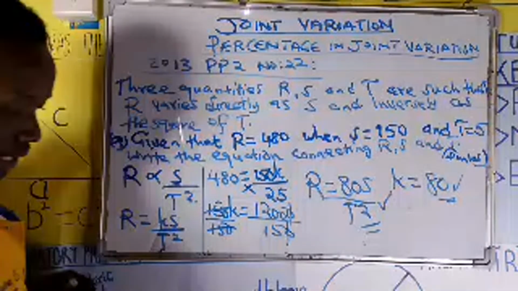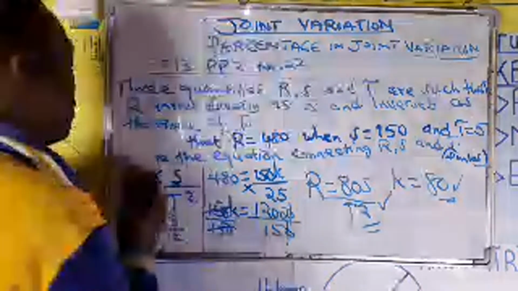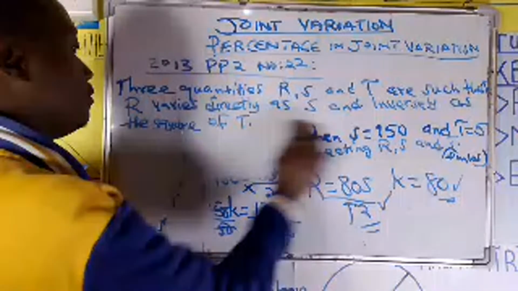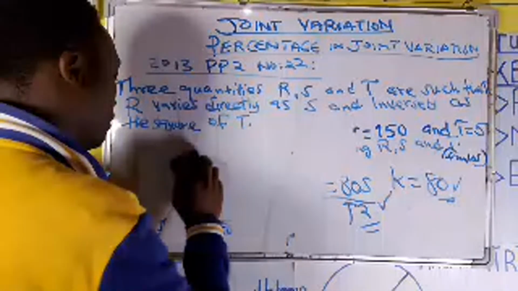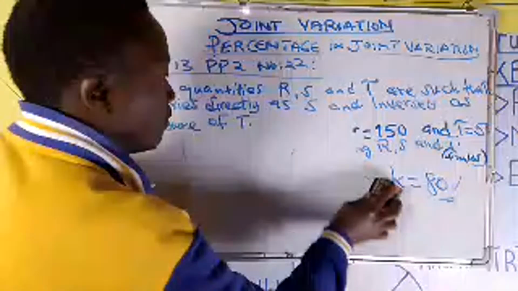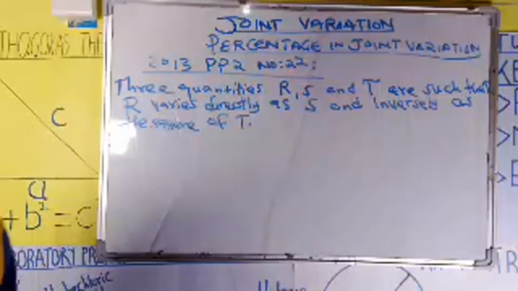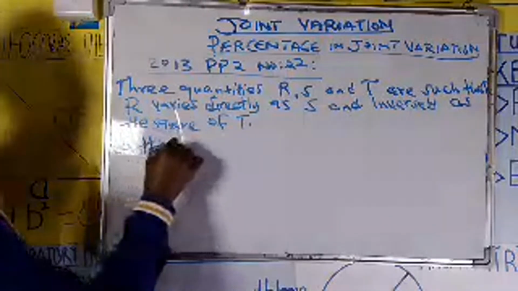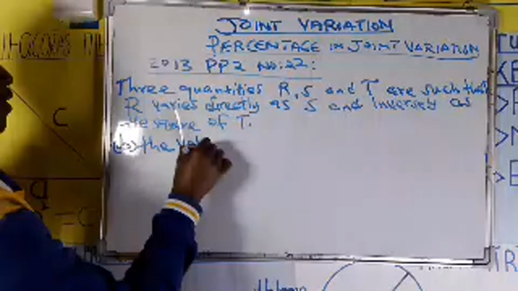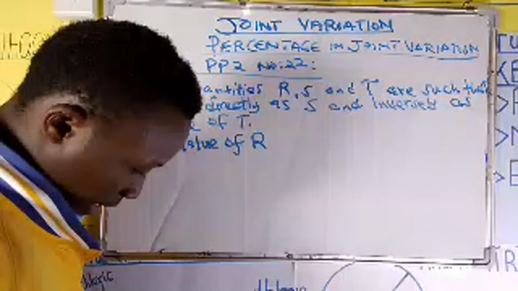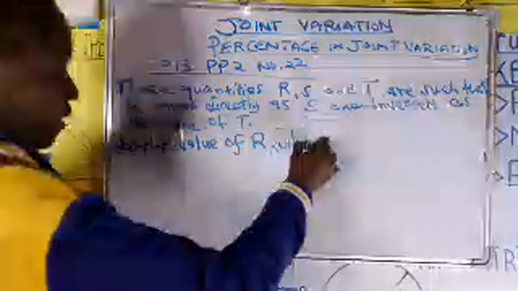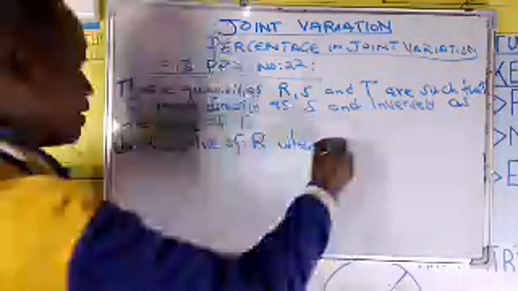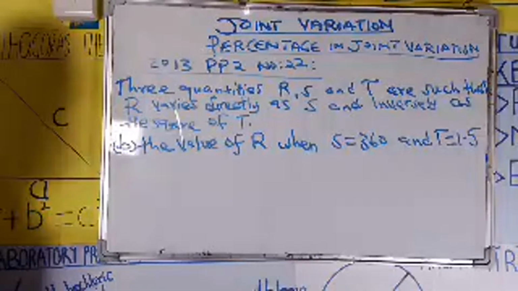Let us proceed to question 2, question B. Find the value of R when S is 360 and T is equal to 1.5.